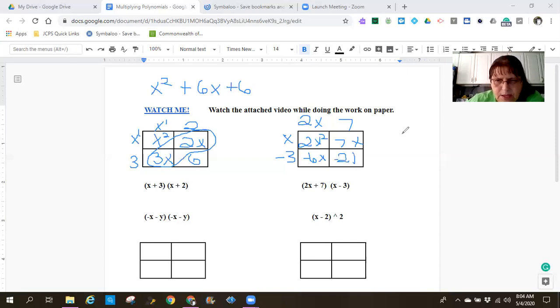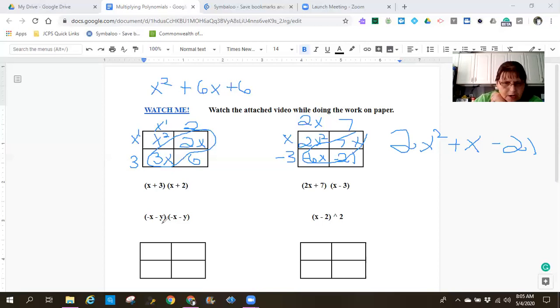So when I write this one, I'm going to go ahead and write 2X squared. Then I have a 7 minus 6, so that's going to give me plus X, and then minus 21. And I just wrote all of that because I combined these two.